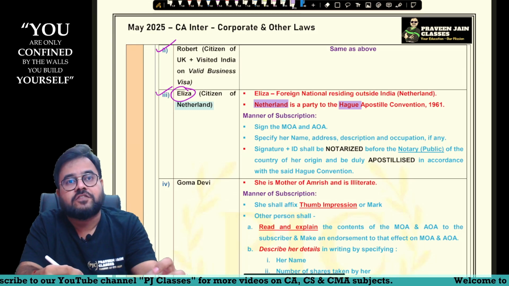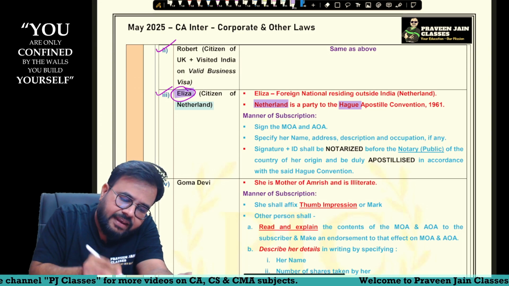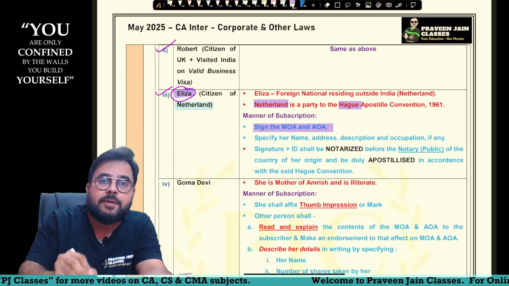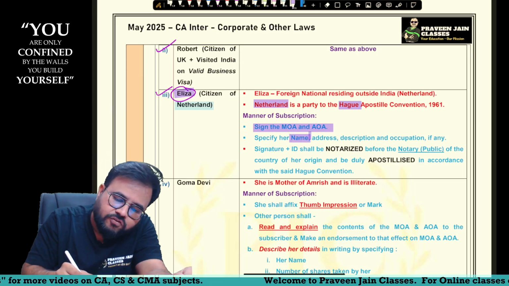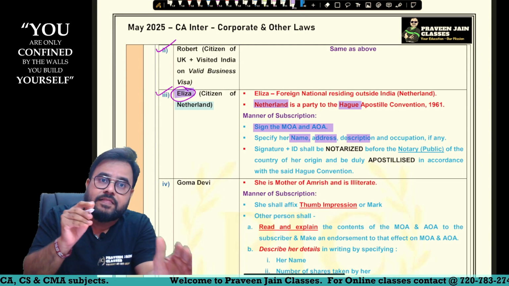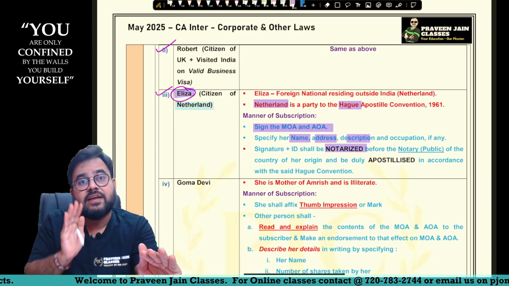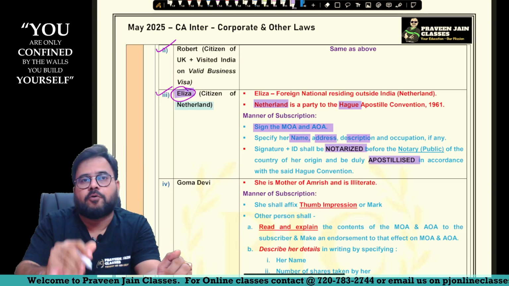There is a concept called apostillization, sir. So here what will happen, sir? Can I say Eliza is going to sign the memorandum and articles. Very good. She is going to specify her name, address, description, sir. Then this document has to be taken to a notary public. That document has to be notarized, and afterwards it has to be apostilled, sir.